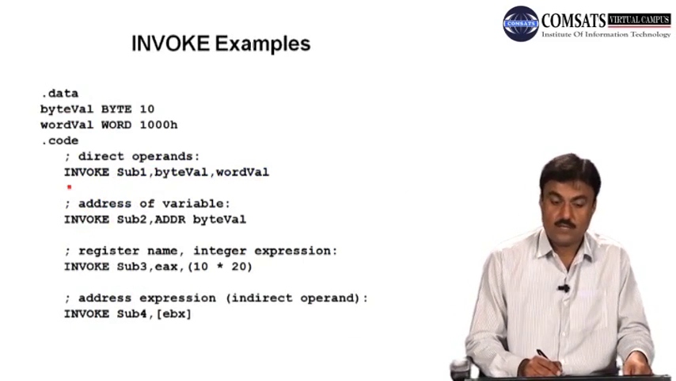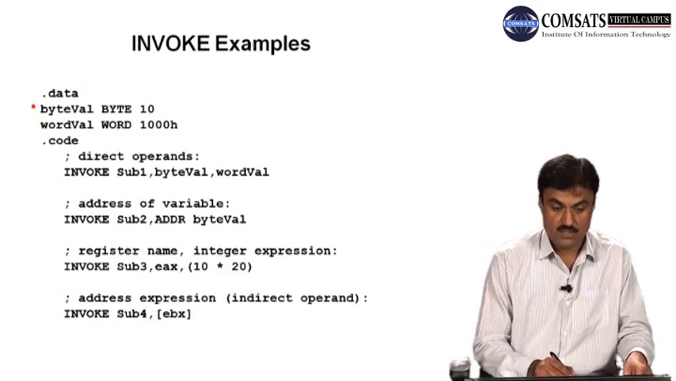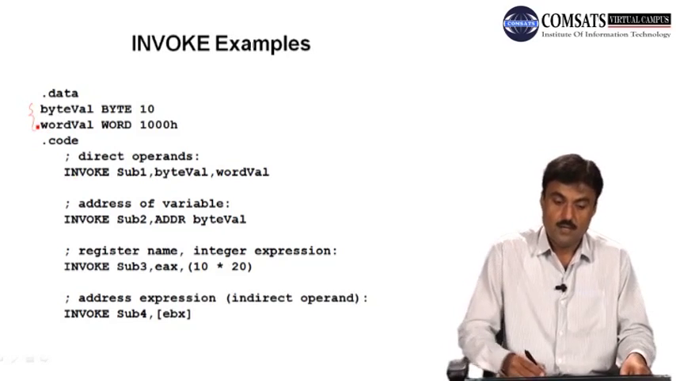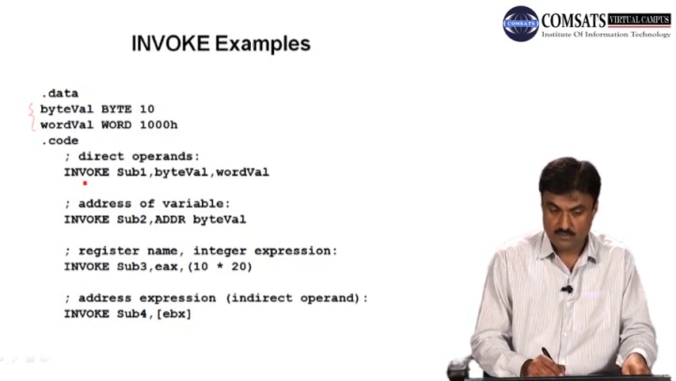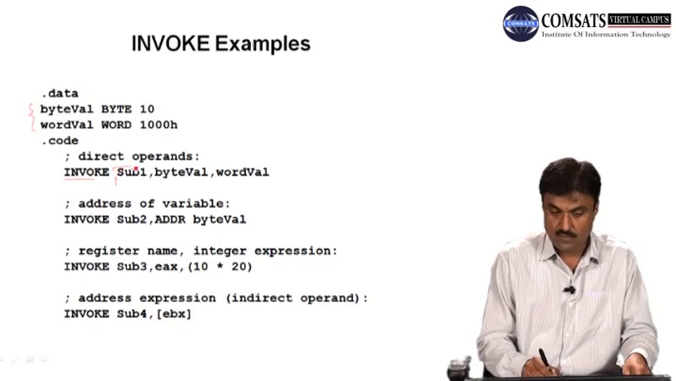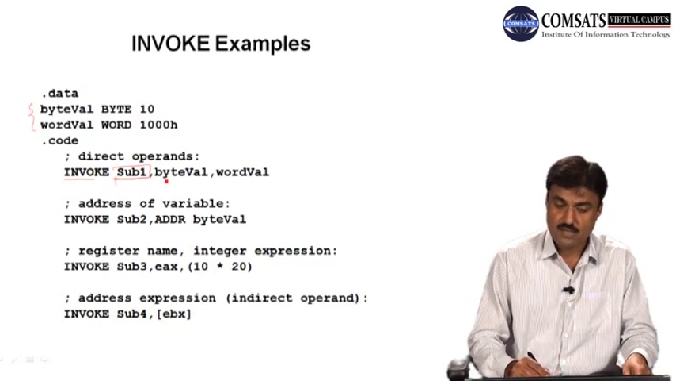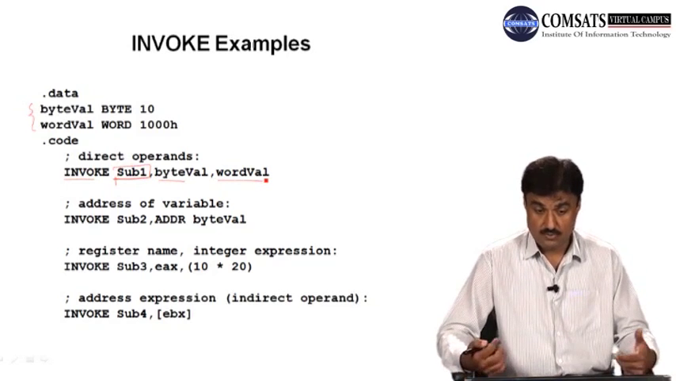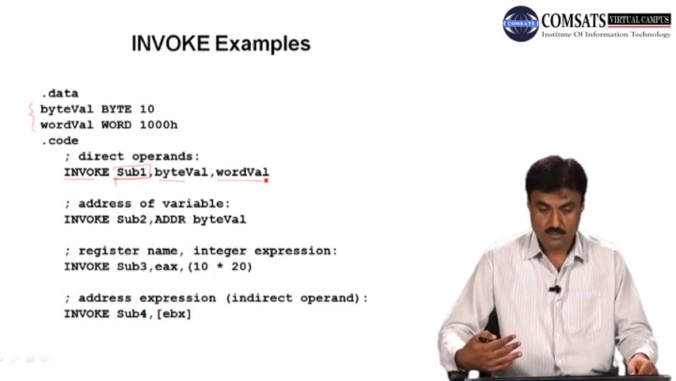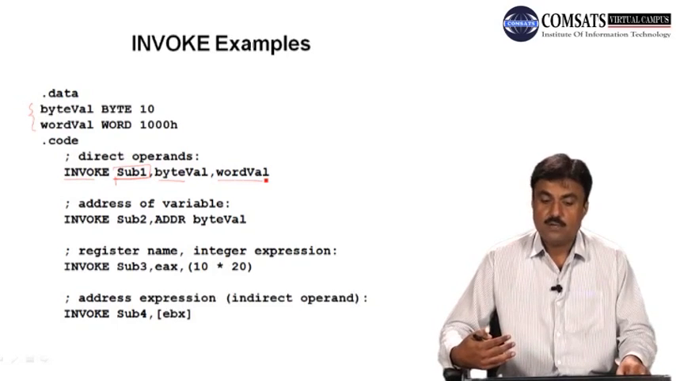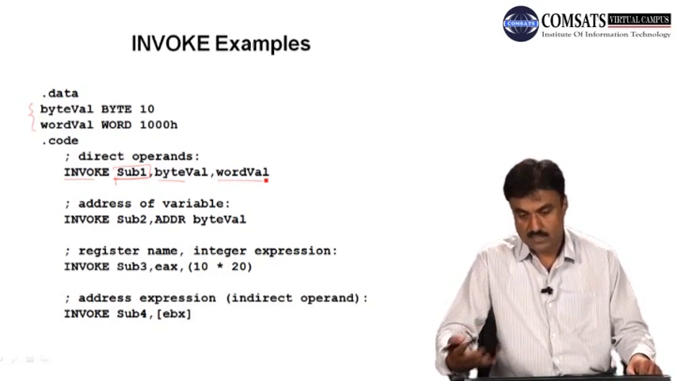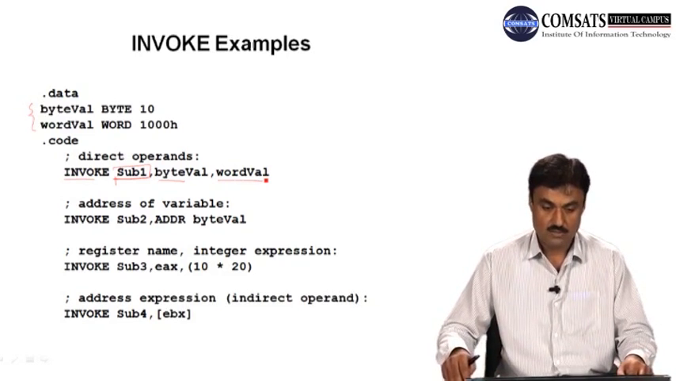So here the INVOKE directive has been used. For example, we have these two variables, byte-val and word-val. In this example, we are going to call Sub1. Sub1 is a procedure. The names of these two operands are being passed: the first operand is byte-val, the second one is word-val. So we are calling Sub1 and passing the values of byte-val and word-val.